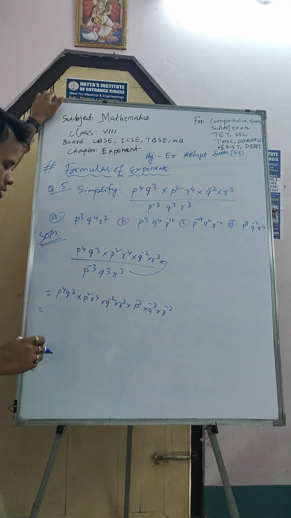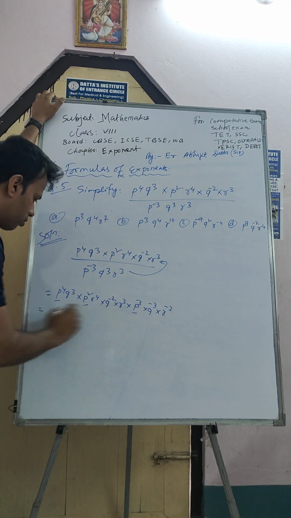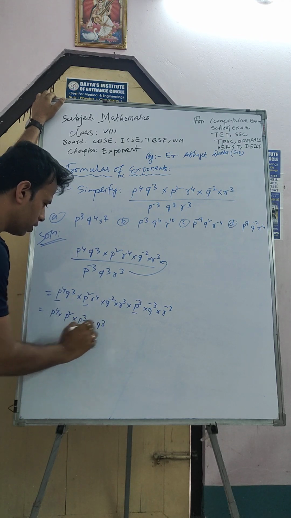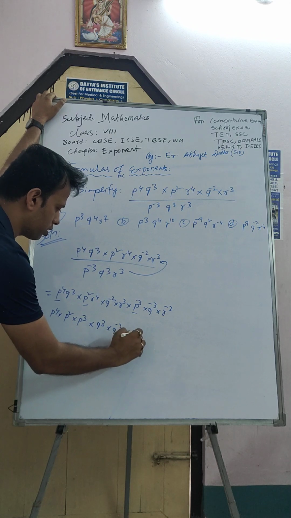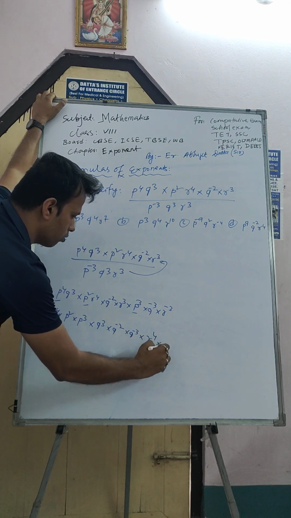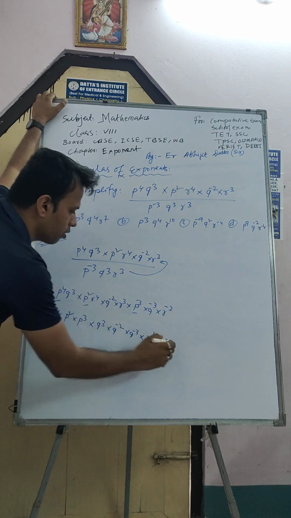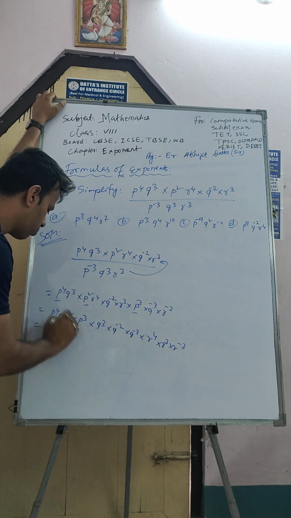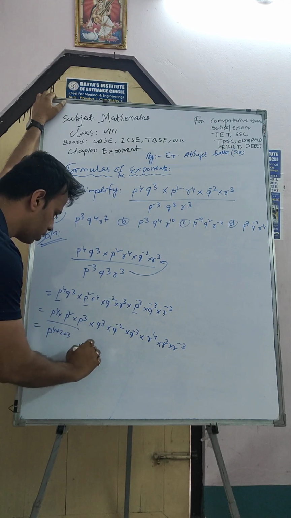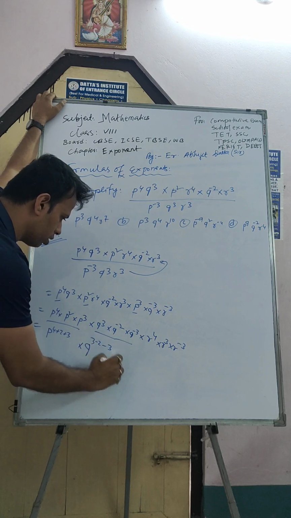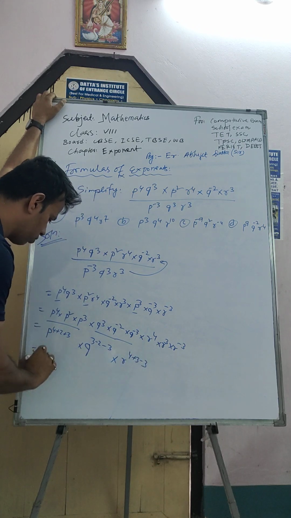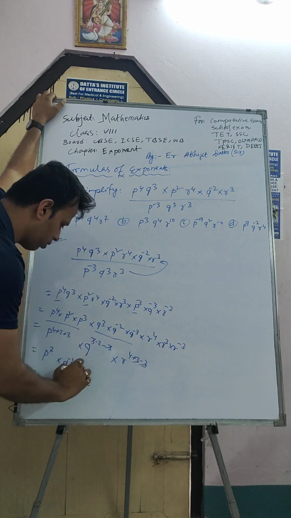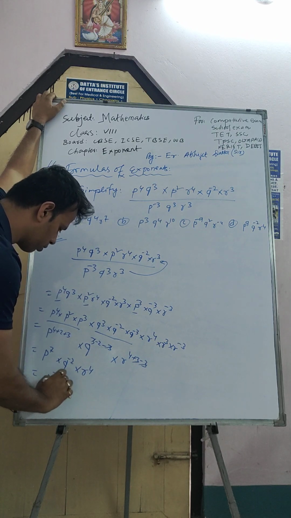So all the p's come together, all the q's, and all the r's. So p to the power 4 into p to the power 2 into p to the power 3, q to the power 3 into q to the power minus 2 into q to the power minus 3, and r to the power 4 into r to the power 3 into r to the power minus 3. Since the bases are equal, the powers will be added: 4 plus 2 plus 3, then 3 minus 2 minus 3, and r to the power 4 plus 3 minus 3. So p to the power 7, q to the power minus 2, and r to the power 3 cancels, leaving r to the power 4. So the answer is p to the power 7, q to the power minus 2, r to the power 4.